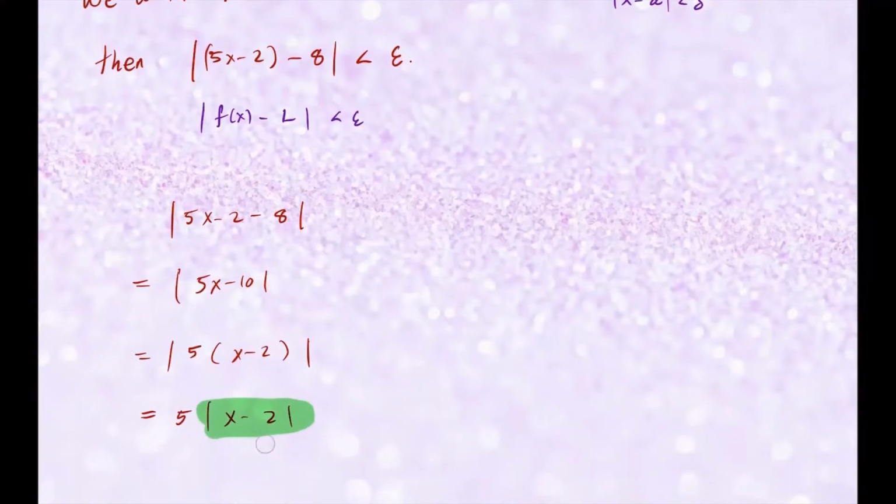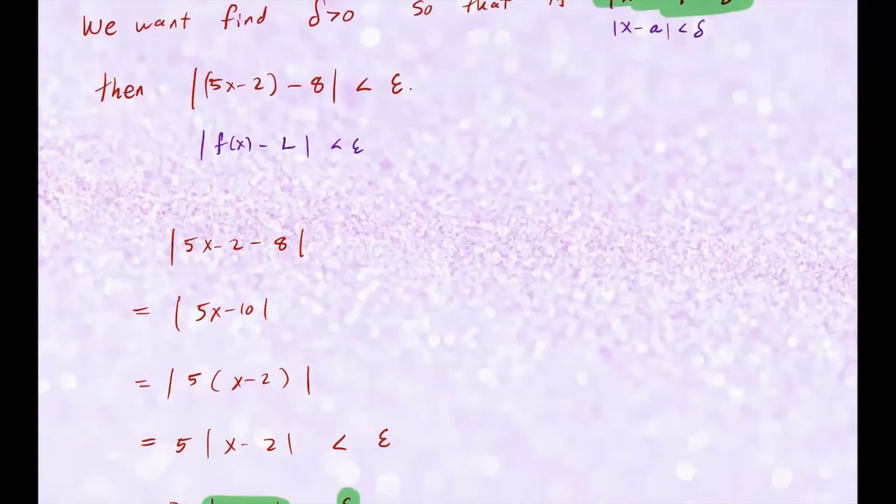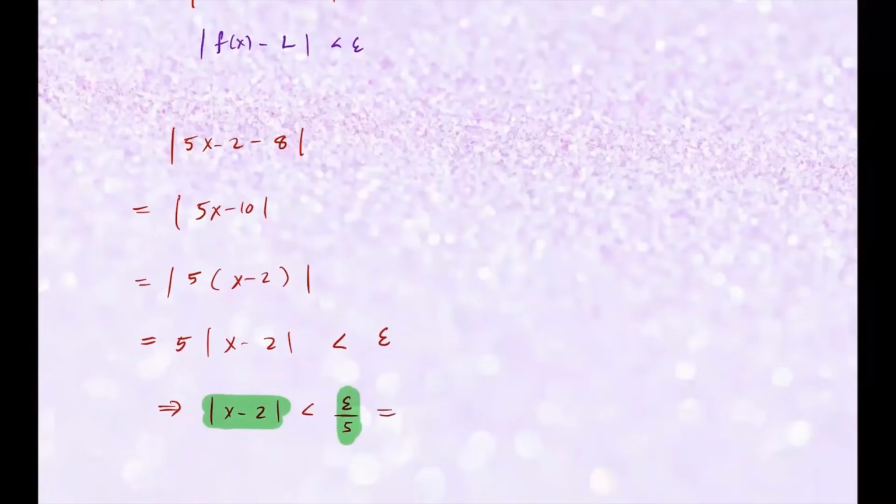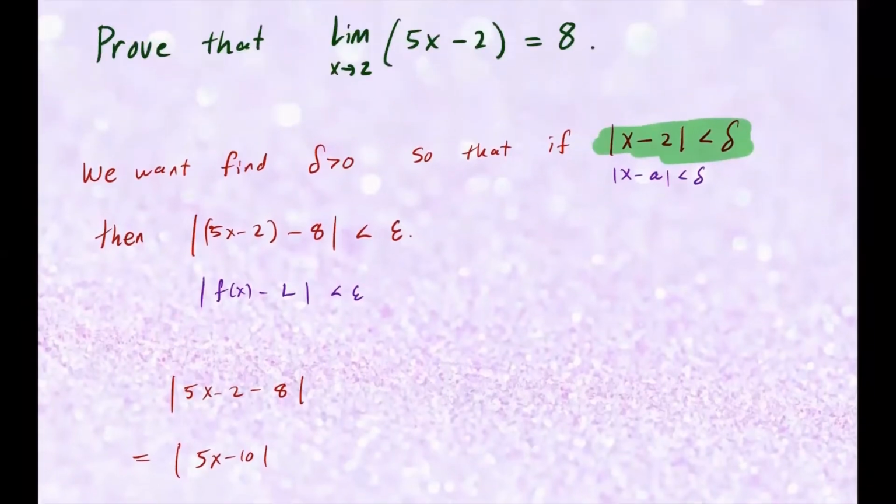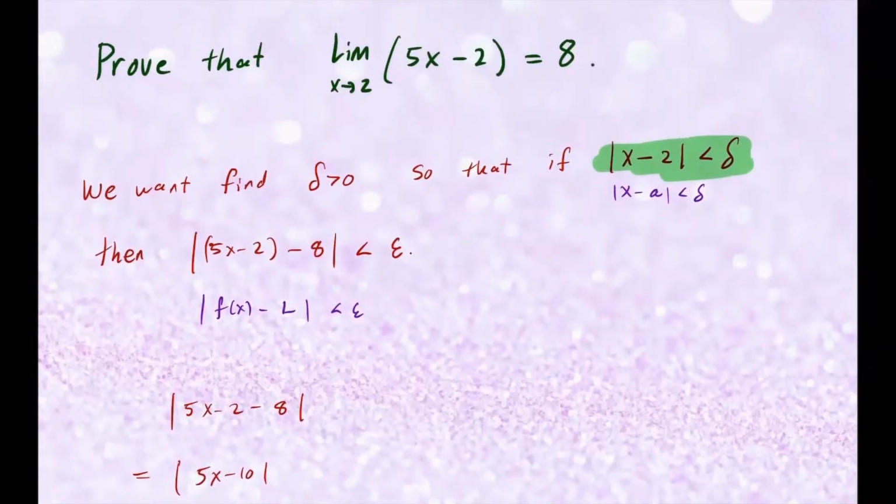Based on this, here we want this to be less than epsilon, which means that now I can divide both sides by 5. So I have the absolute value of x minus 2 less than epsilon over 5. Now this is when you choose your delta, because we know that this expression from above is less than delta. So our selection for delta is epsilon over 5. And now we're ready to construct the proof. So let's go ahead and prove this.